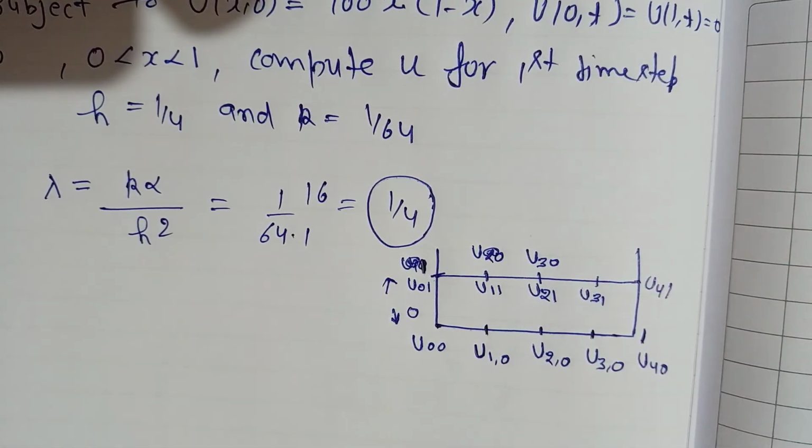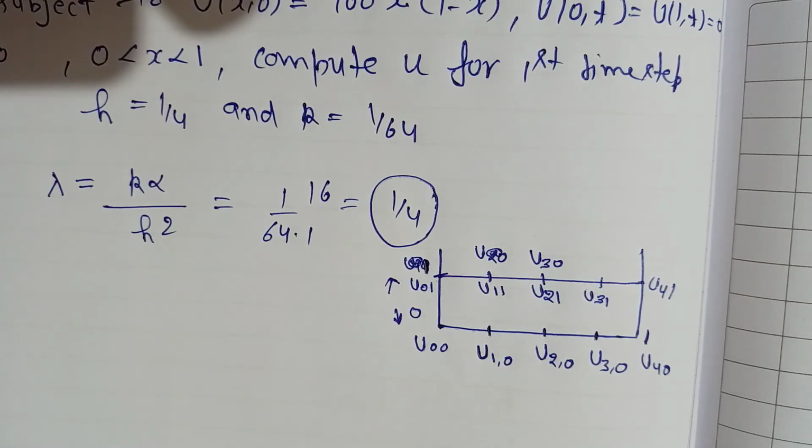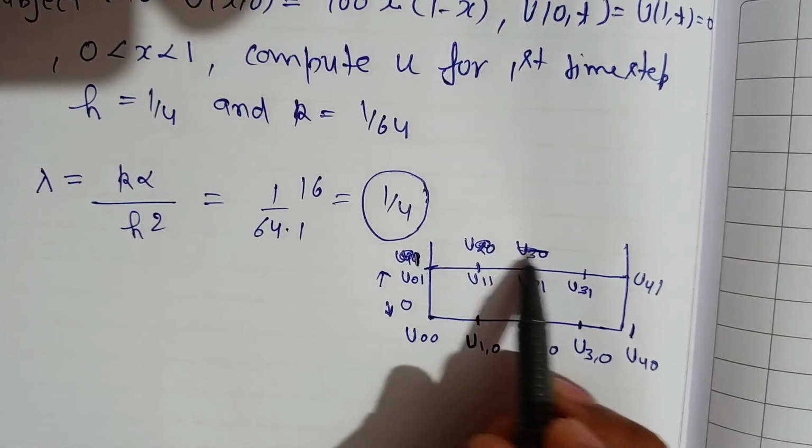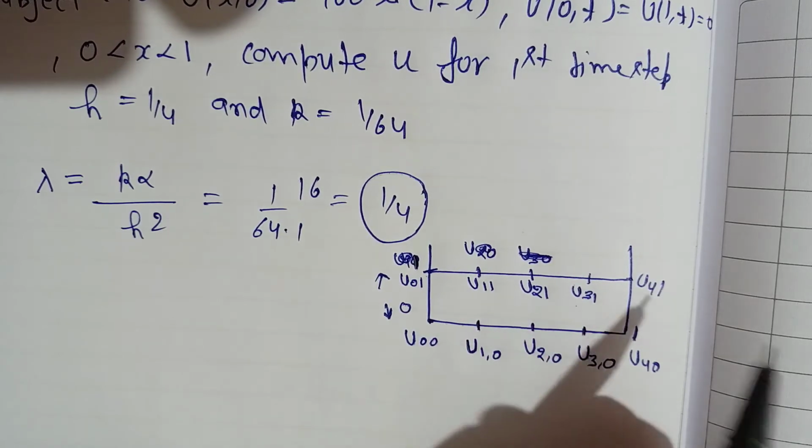Okay, so j equal to 1 is the first time step, and i varies from 0, 1, 2, 3, 4. So this is the notation we have, right? u01, u11, u21, u31, u41.